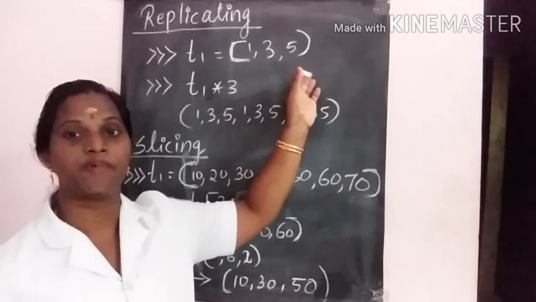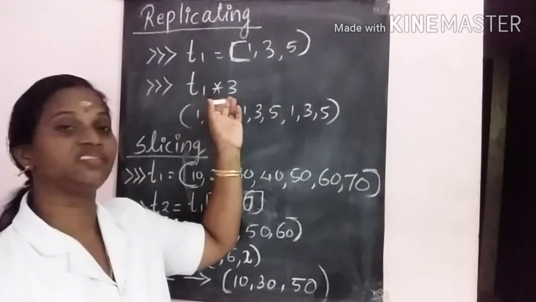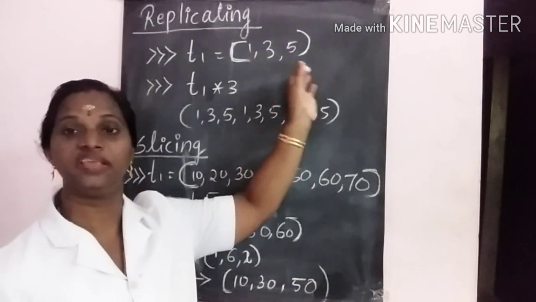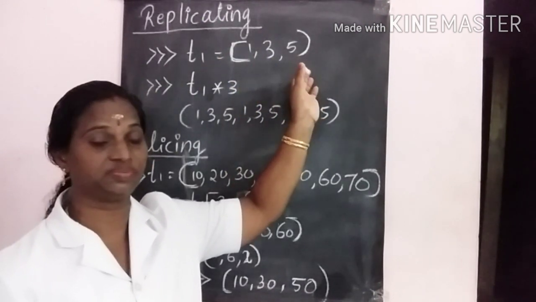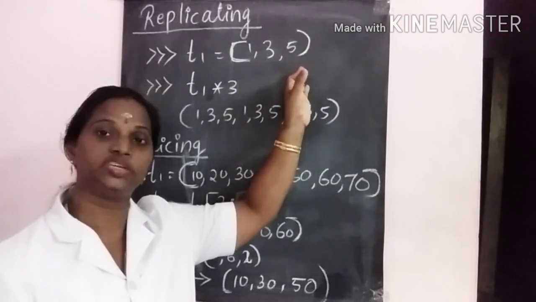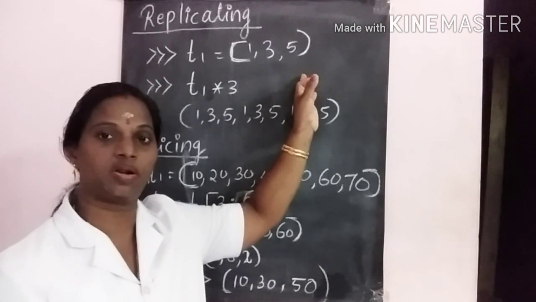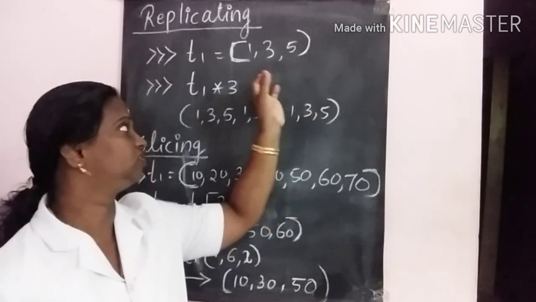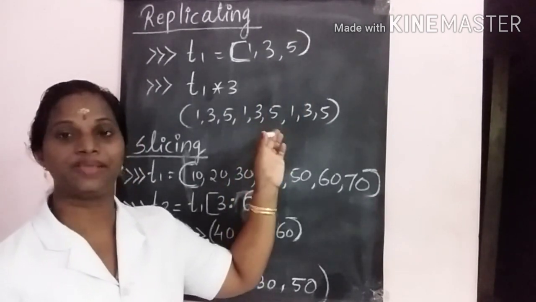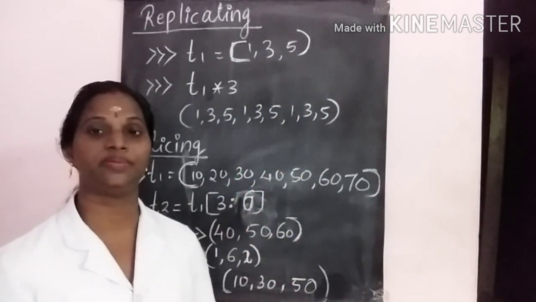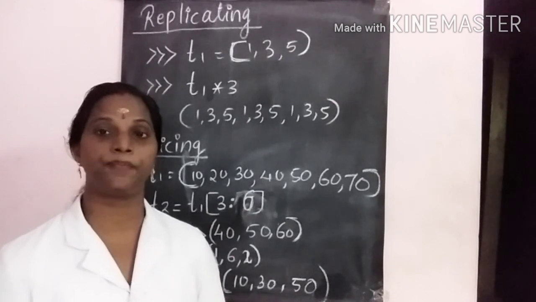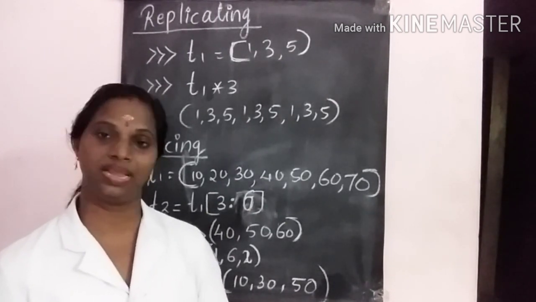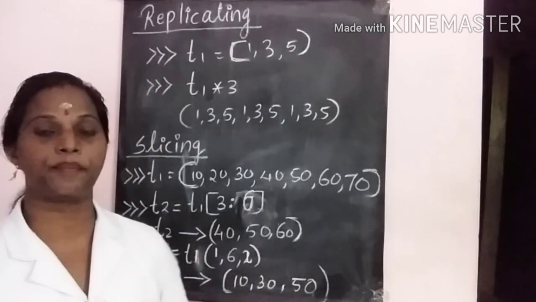So this is the example. T1 is equal to 1, 3, 5. Then T1 star 3 means this tuple, see children, this is not a list, this one is called a tuple. By mistake I said list all the time, but this one is a tuple. So it will give 1, 3, 5, 1, 3, 5, 1, 3, 5. It will repeat 3 times. Clear?